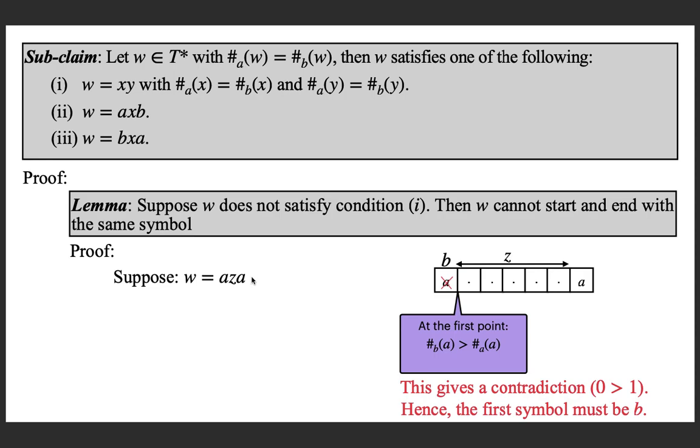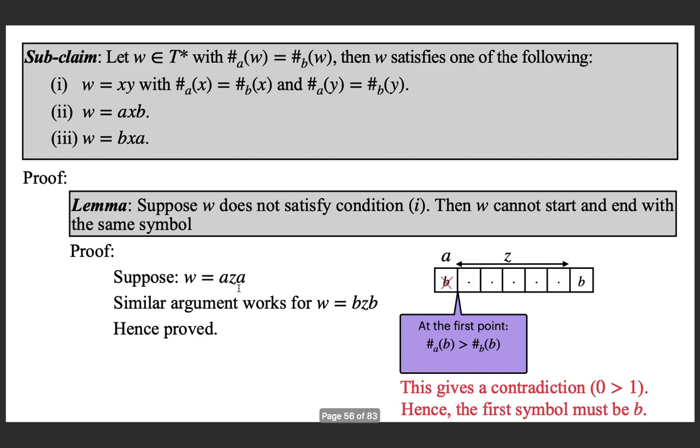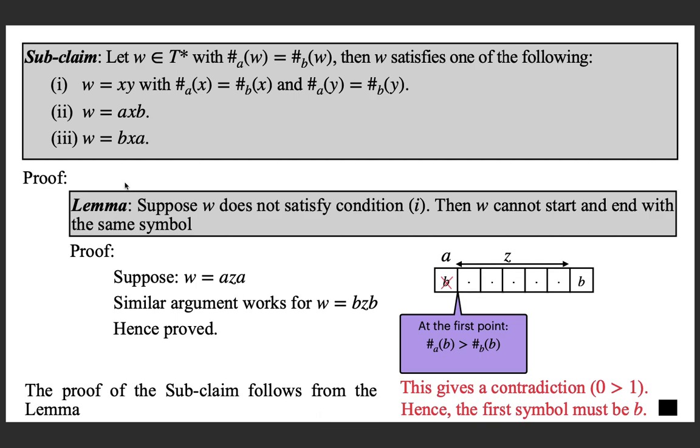So it cannot start with A and end with A. That is what we proved, and in a very similar way, we can prove that it cannot start with B and end with B. And hence we proved the lemma, and the subclaim follows, because if it is not of the first form, we proved that it must be of one of the other two forms.